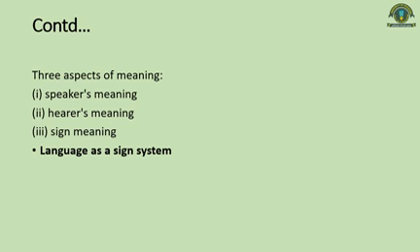Number three is sign meaning. Sign meaning can be taken to be the sum of the properties of the signal which make it more apt than other signals for conveying the speaker's intended message, or we can say more apt for conveying some messages than others. And in the case of an established signaling system, for example language, the meanings of the signs are not under the control of the users.